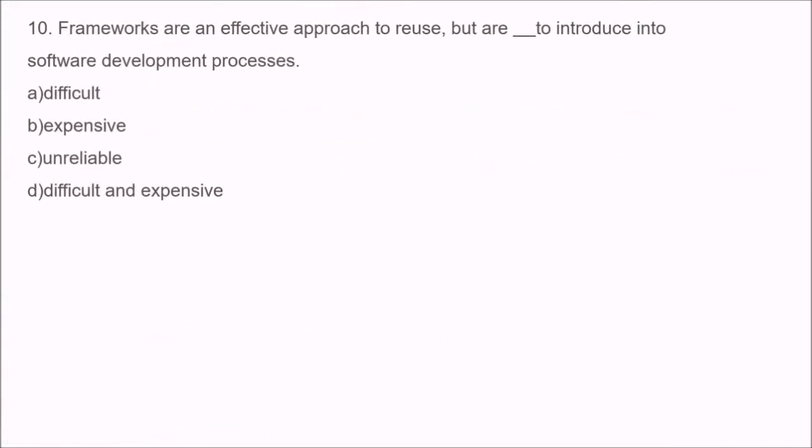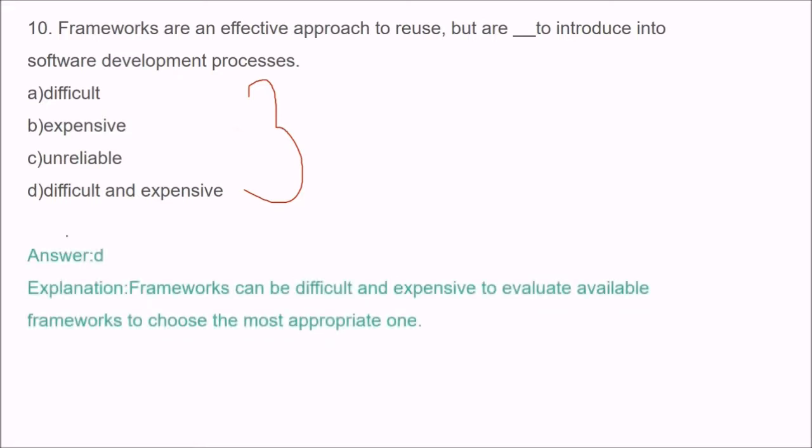Next is frameworks are an effective approach to reuse but are hard to introduce into the software development process. Is it difficult, expensive, unreliable, or difficult and expensive? The answer is D, difficult and expensive, because it can be difficult and expensive to evaluate available frameworks to choose the most appropriate one.